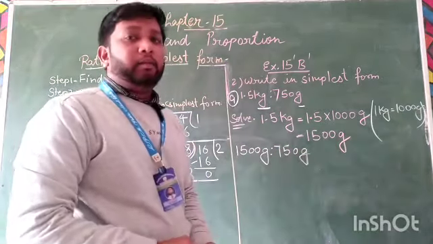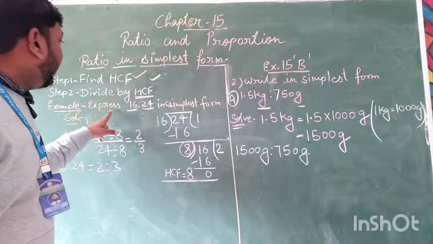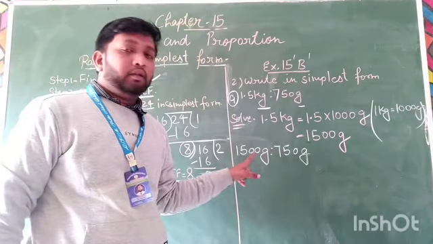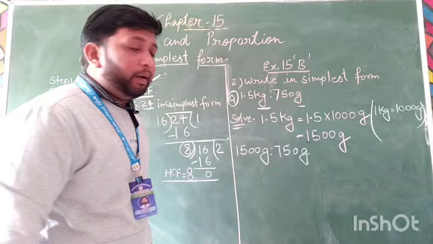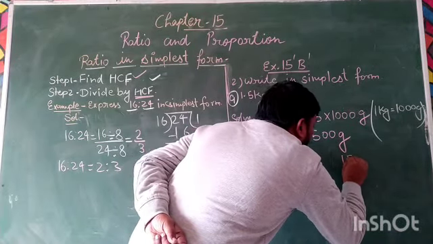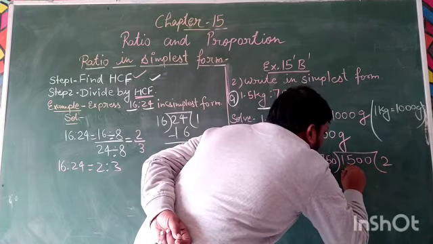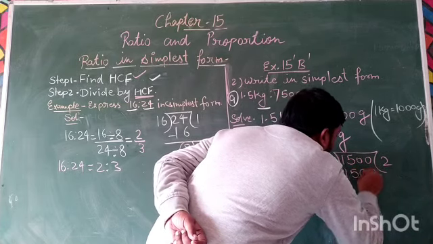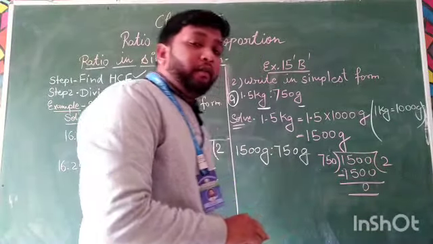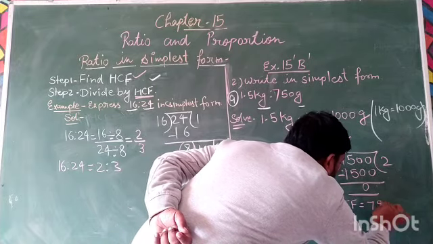To write in simplest form, what is our first condition? Our first condition is to find the HCF of 1500 and 750. So HCF of 1500 and 750: 1500 divided by 750, multiplying 2 times, we get 1500, and the remainder is 0. As the remainder is 0, 750 will be the HCF of both the quantities.